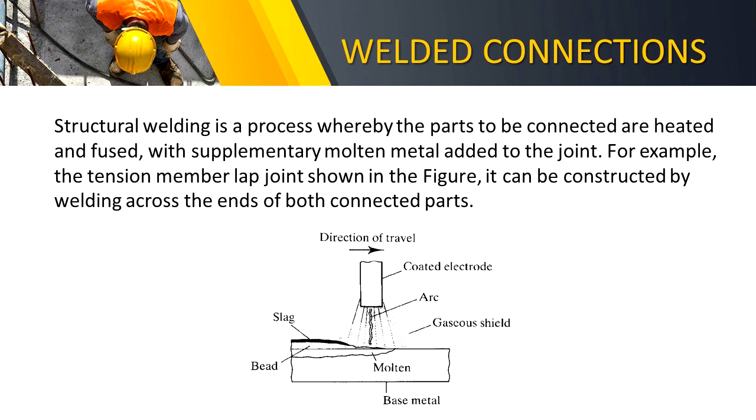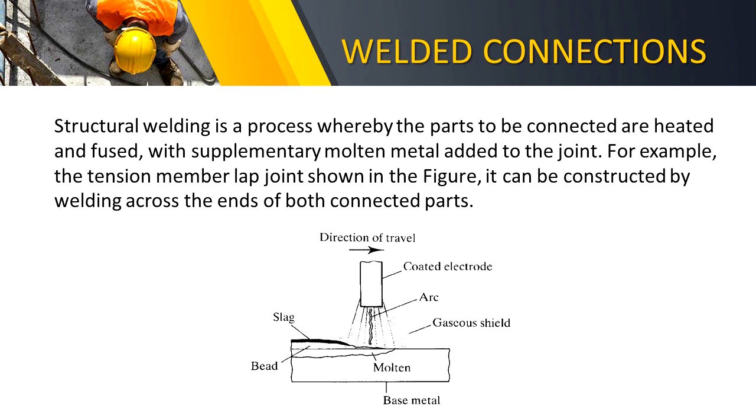Structural welding is a process whereby the parts to be connected are heated and fused, with supplementary molten metal added to the joint. For example, the tension member lap joint shown in the figure can be constructed by welding across the ends of both connected parts.